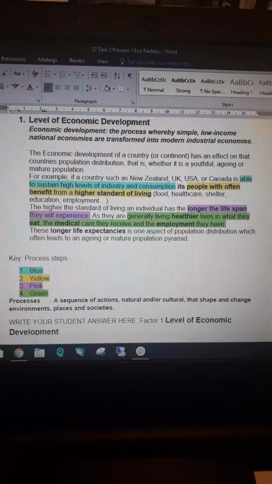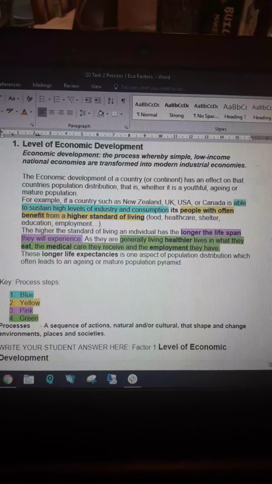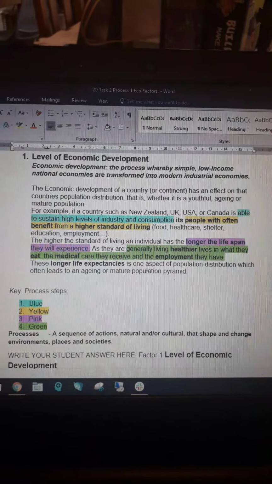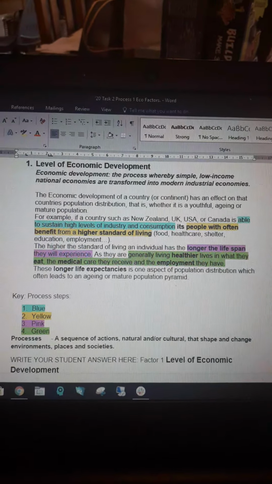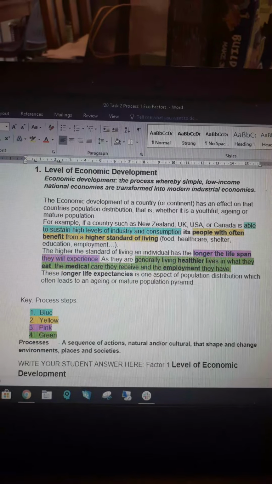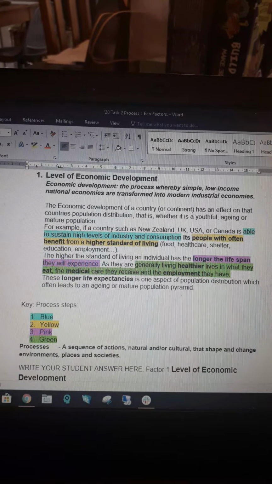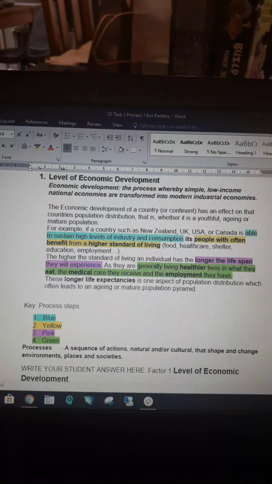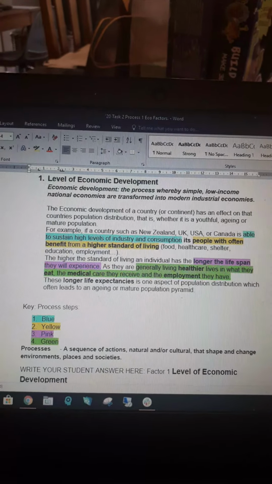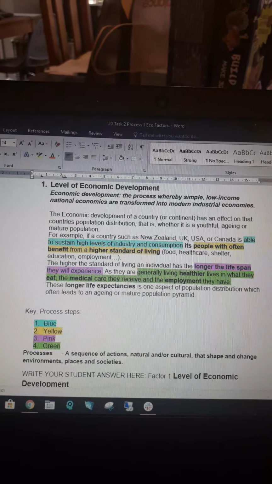So basically, economic development is when countries can sustain high levels of industry and consumption. Consumption means buying stuff. Because countries have lots of industry and lots of people buying things, that means that people often benefit by having more jobs and a higher standard of living. If you have a higher standard of living, you have better food, healthcare, shelter, education. Because you have a high standard of living, people live longer. See the bit in purple?